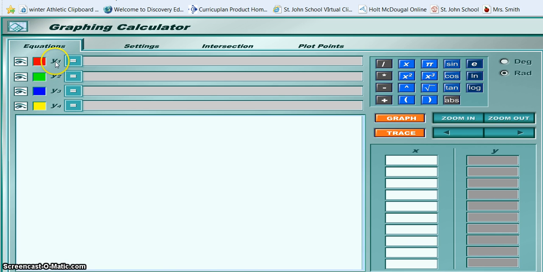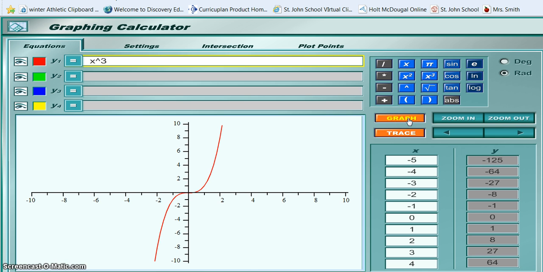And the first equation I'm going to graph is y equals exactly what we just graphed. So I'm going to put an x, whoops, I forgot to highlight it, right? x, and then here's the upside down v, which means raise it to the exponent of, and I'm going to use my keyboard to put 3. Okay? So now all I have to do is click graph, and whoo, isn't that pretty?